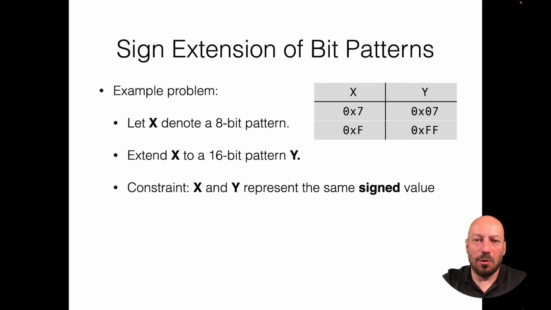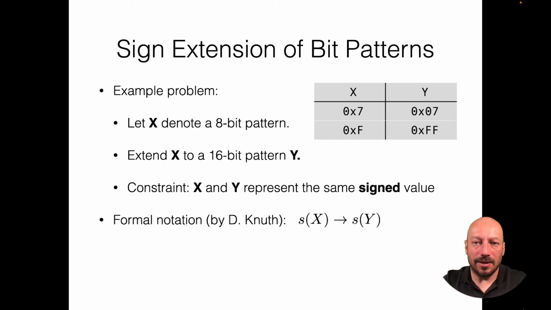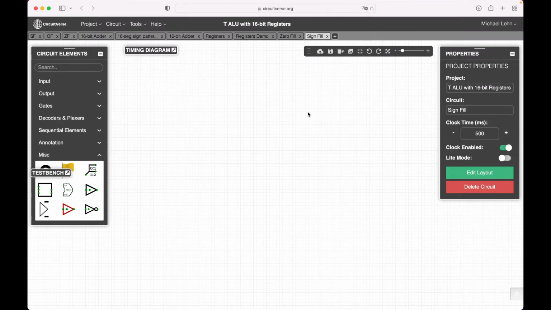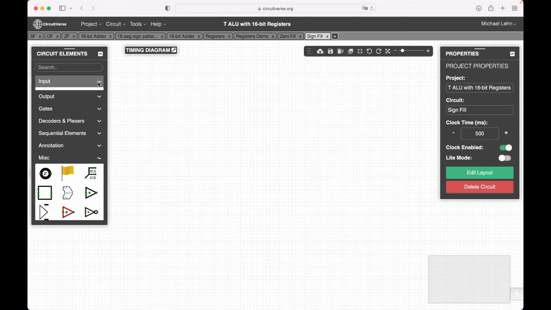And in the more formal description, I again use this notation by Knuth, where I make clear that the bit pattern of y gets overwritten in such a way that its signed value afterwards equals the signed value of x. Again, I call this subcircuit sign fill instead of sign extension because it's shorter.